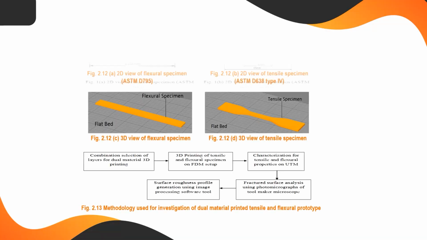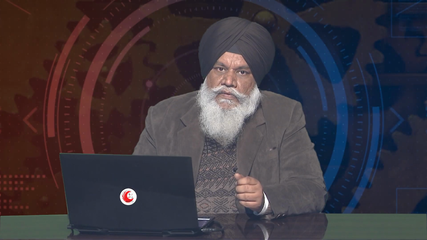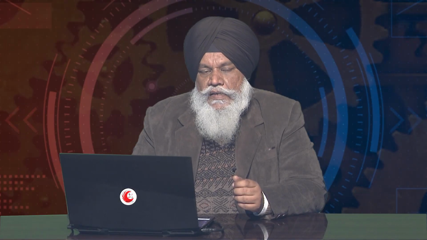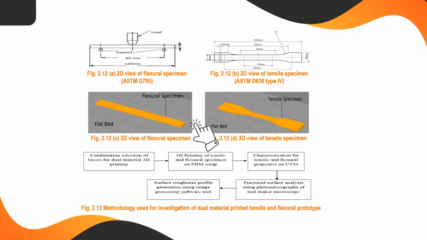So let us see this diagram. As you see, I have selected two specimens, one for the flexural consideration and another for the tensile consideration. The flexural specimen is as per ASTM D795, and the tensile is as per ASTM D638 type 4. As a standard protocol, I need a CAD file. We can prepare this CAD file using any CAD software, it may be SolidWorks, then make the STL file and do the slicing. So we are able to get the G code generated in any open source software.